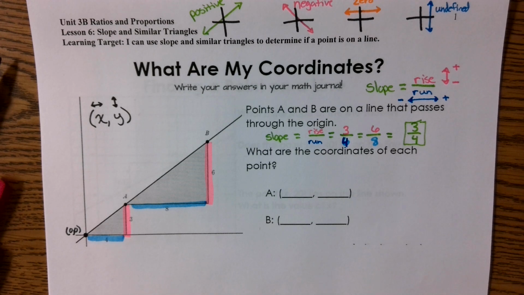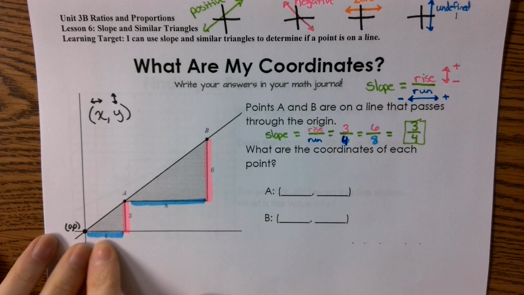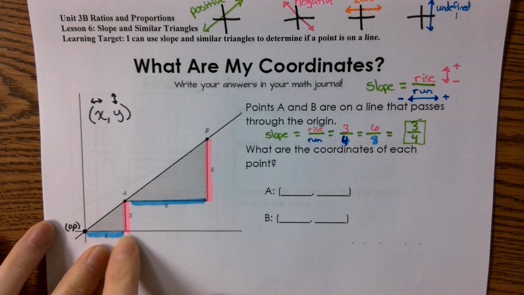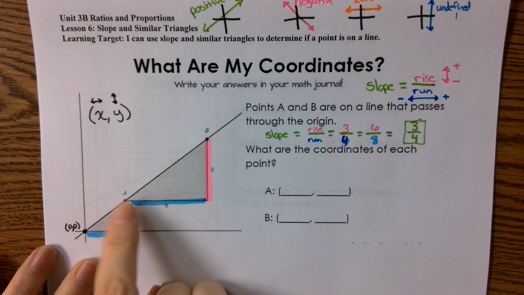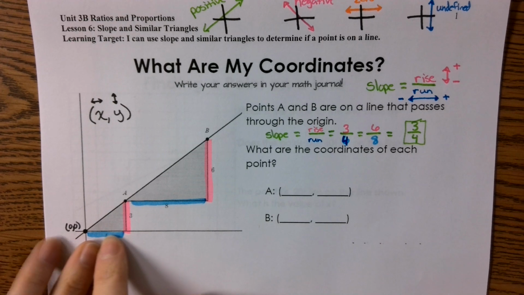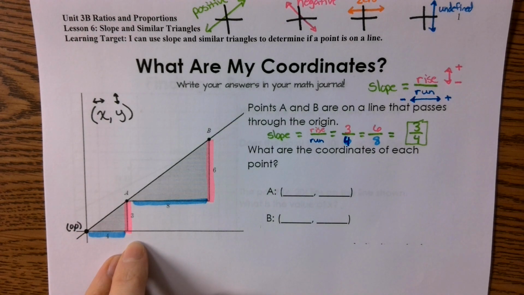It's telling us that every time we move up 3 positions and move to the right 4 positions, it's taking us to the next point on a line. It does not matter which points you happen to pick. So in this situation, if I'm moving to the right 4 and up 3, what point will point A be at?